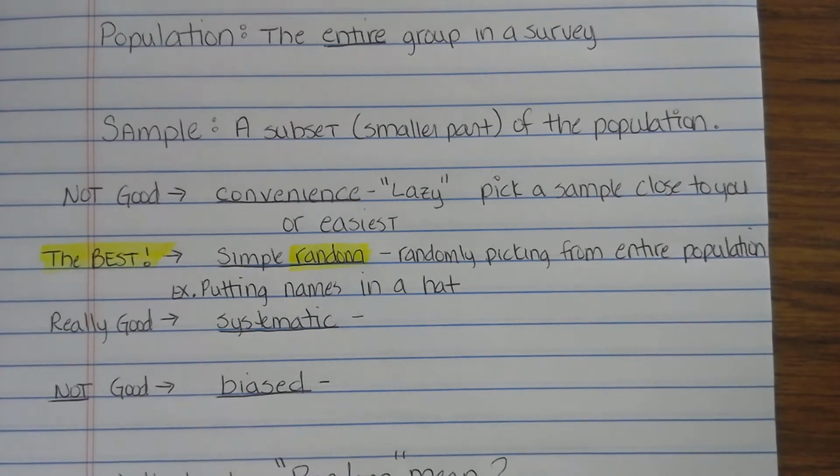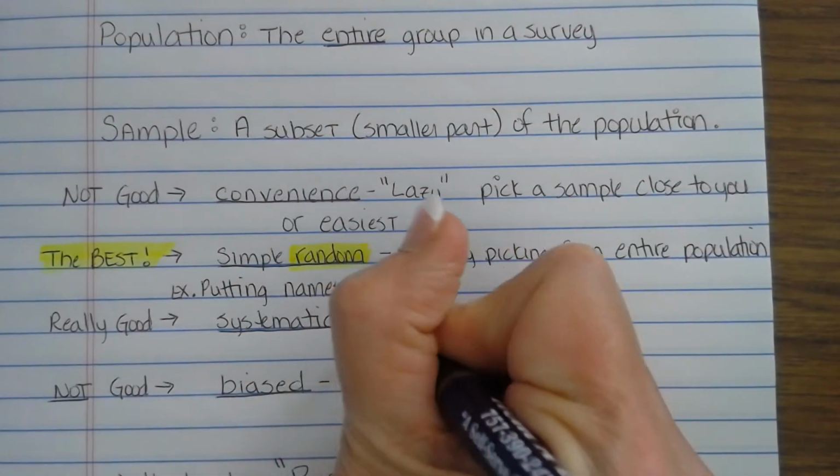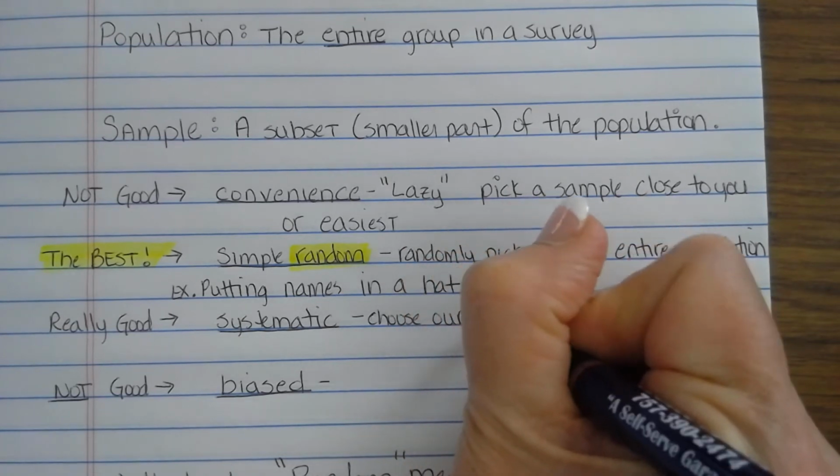Another sample that you'll see, but at this point in the 7th grade, you don't need to know the name of it, but the name of it is a systematic sample. It's pretty good. This is when we systematically choose names, or should we say we choose names using a system, okay? We choose our sample using a system.